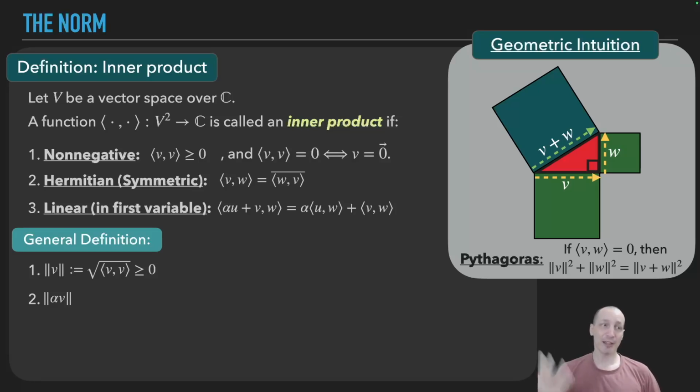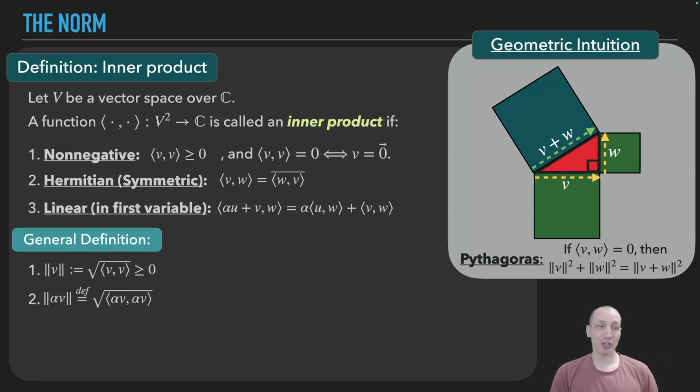So if we expect this new definition to somehow generalize the length of a vector, then we expect that the norm of alpha times v is going to be the norm of v times the absolute value of alpha. Okay, so let's show that this is actually true.